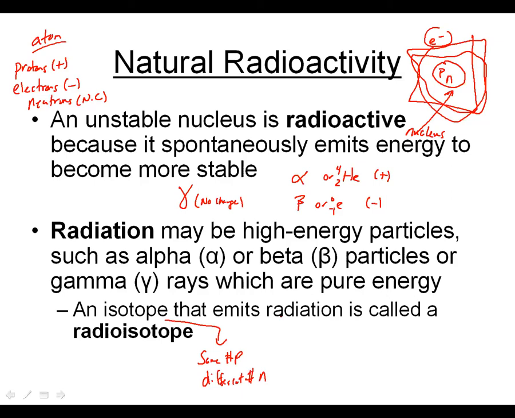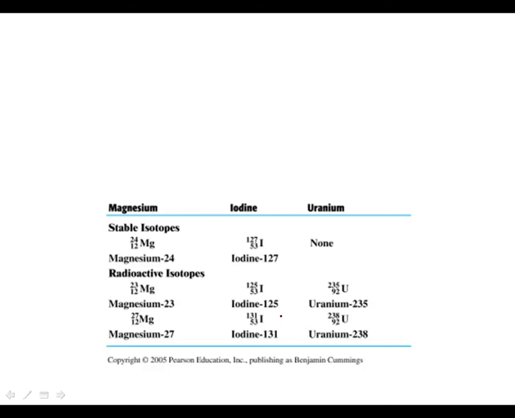And when we talked about protons, electrons, and neutrons, remember that out of all of those three subatomic particles, it is the protons that determine the element. So the number of protons determines the element you're talking about.